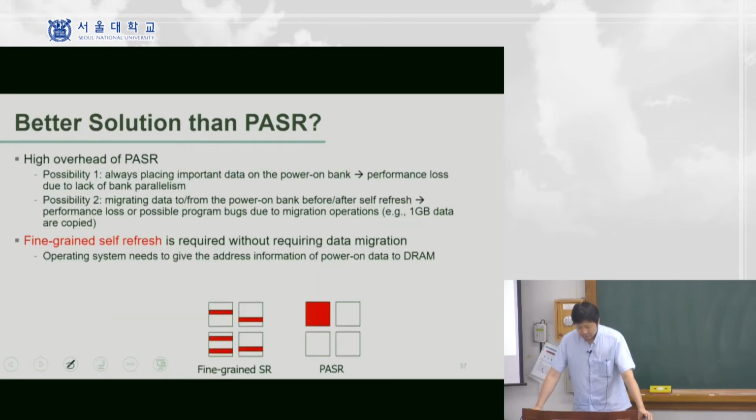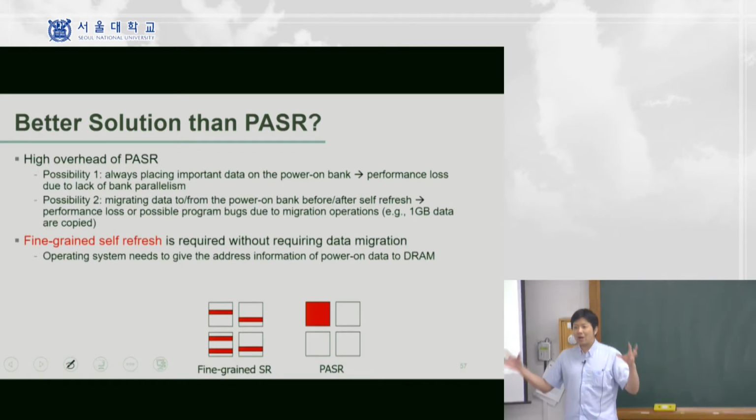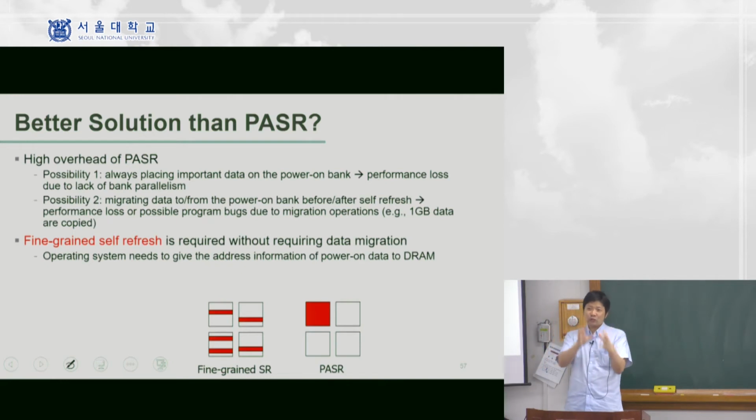Then what's the problem here? The first possibility is that somehow we need to put all the live data into 1 bank, or at least put data into fewer banks. That negatively affects performance. Why? Because now let's say all of your hot, important data is placed on a single bank, right? Then what is the problem here? Why is it bad for performance?